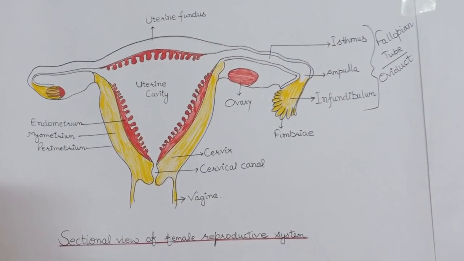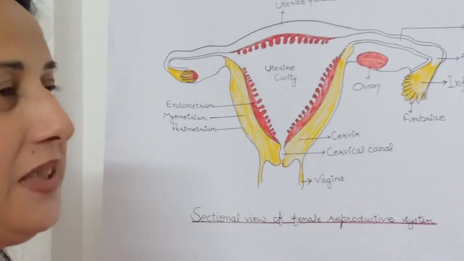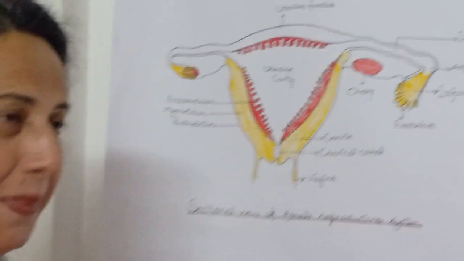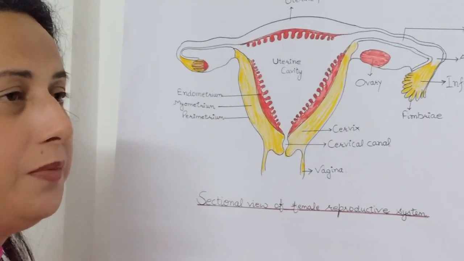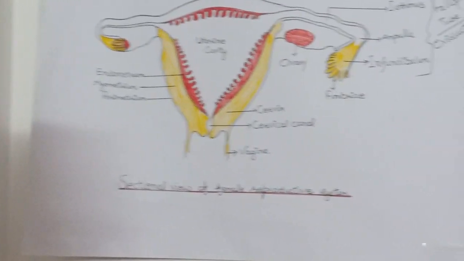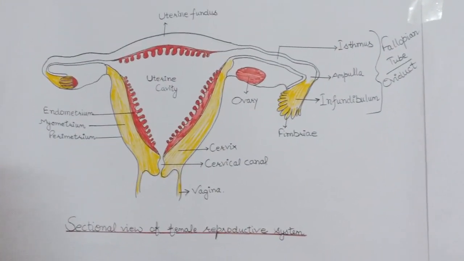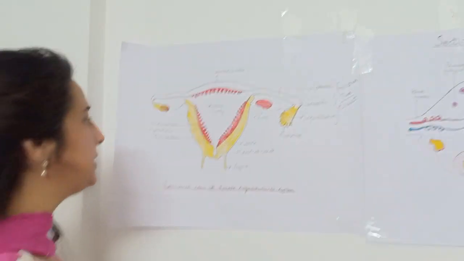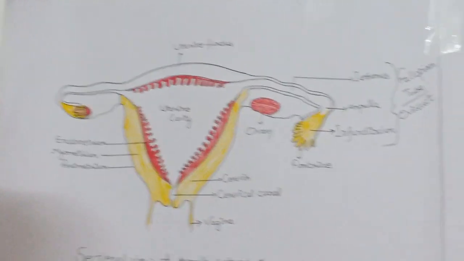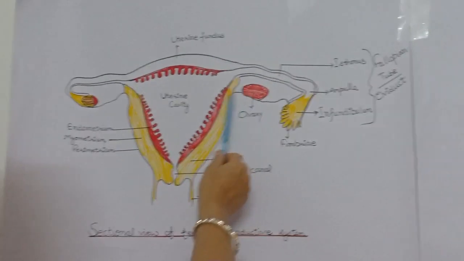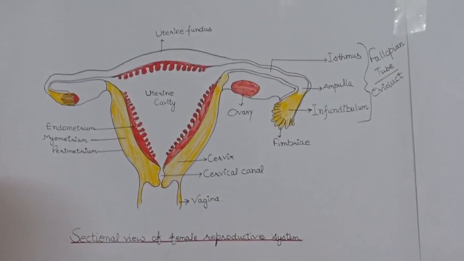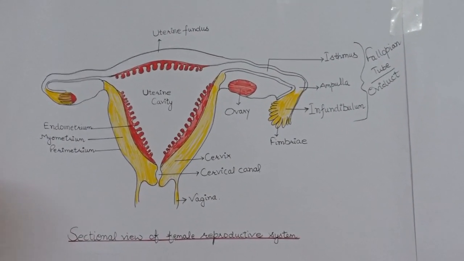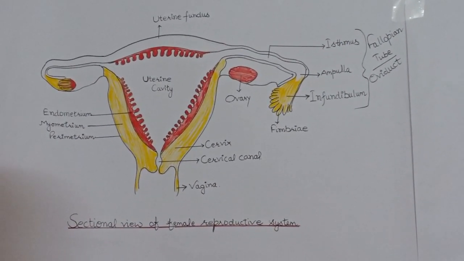Ovaries are the primary sex organ. Primary sex organs are the organs which form the gametes, and they also form the hormones. Now, in case of males, the primary sex organ is the testis, and in case of females, the primary sex organ is the ovary. The ovary is oval, around 2 to 4 centimeters in length, and it is connected to the pelvic wall and the uterus by ligaments.